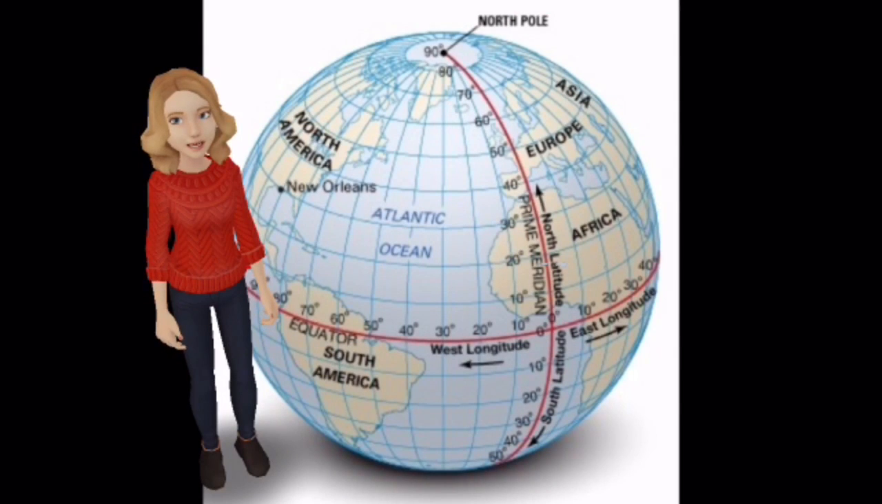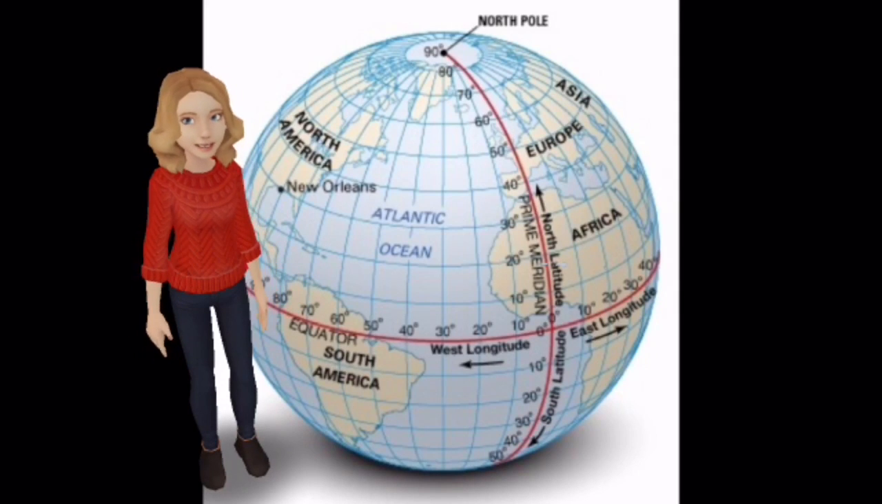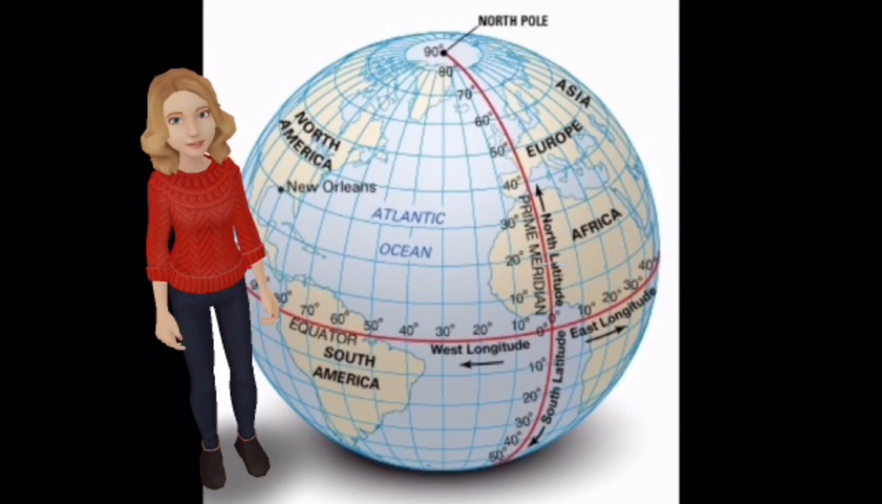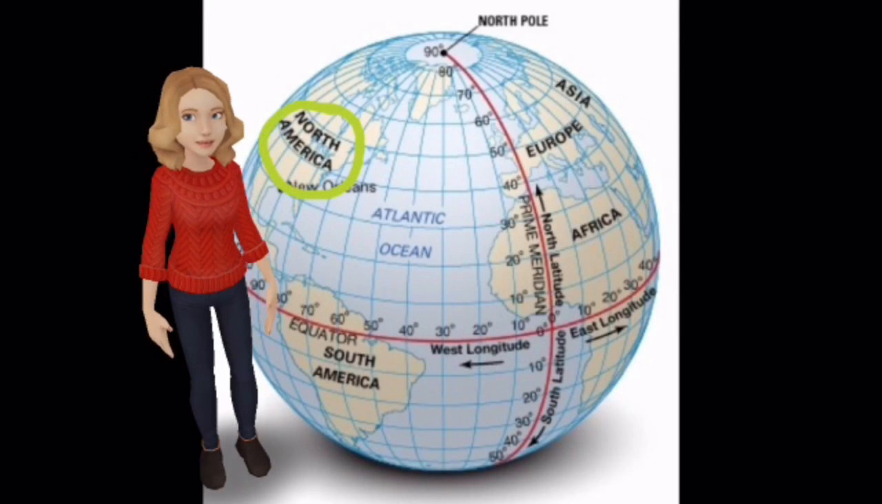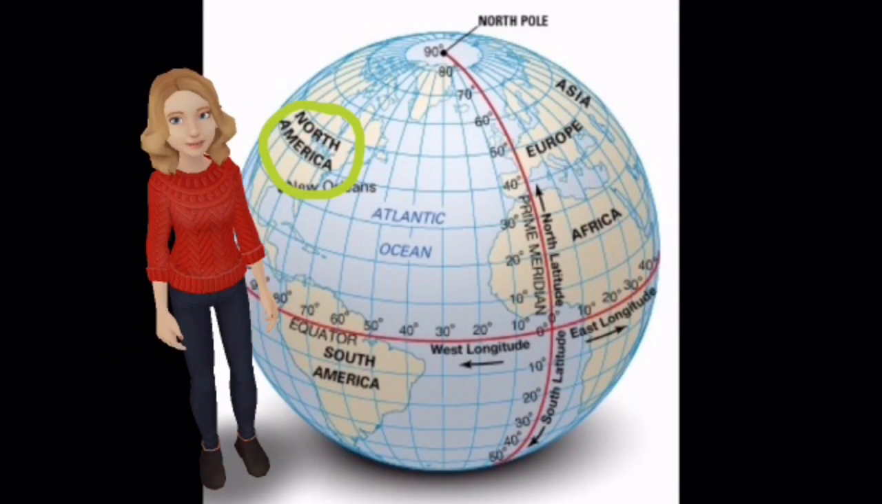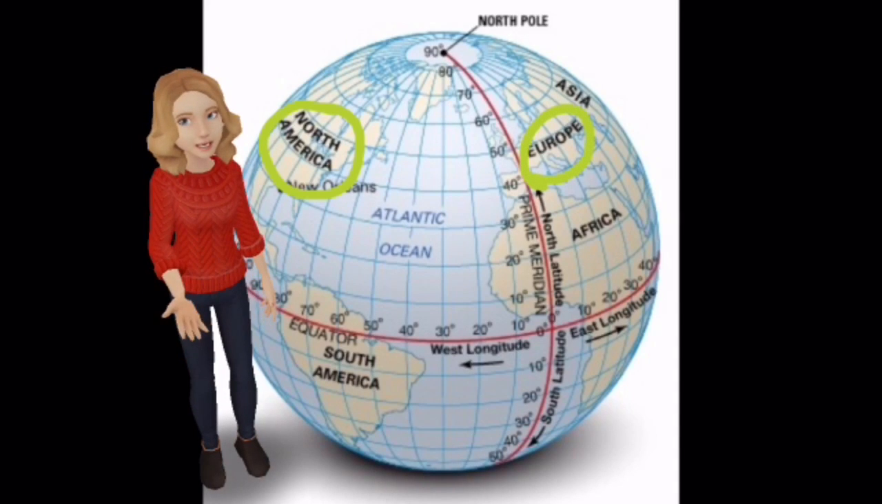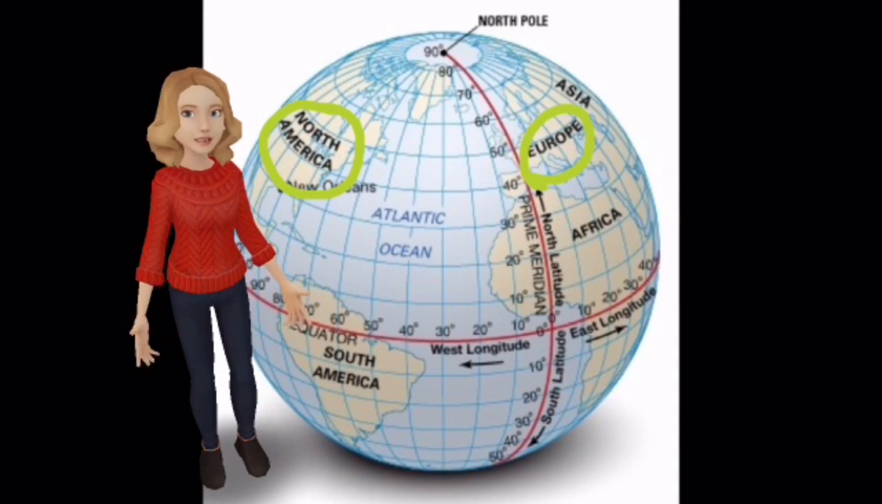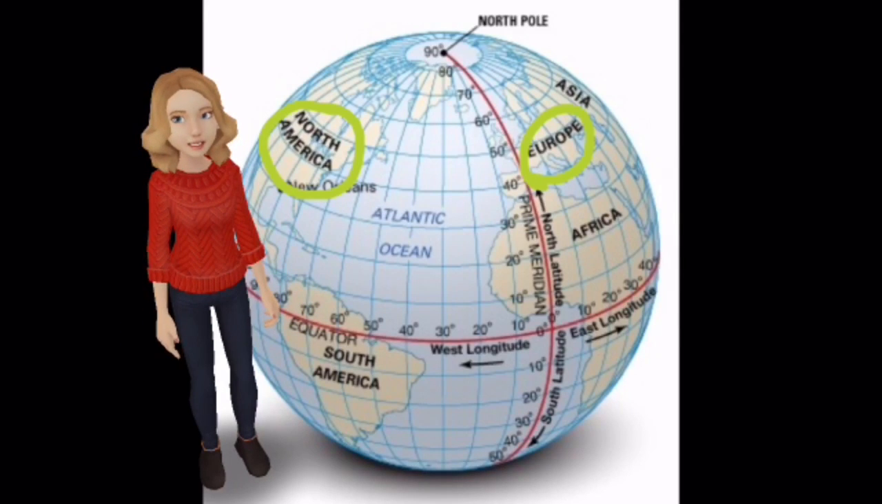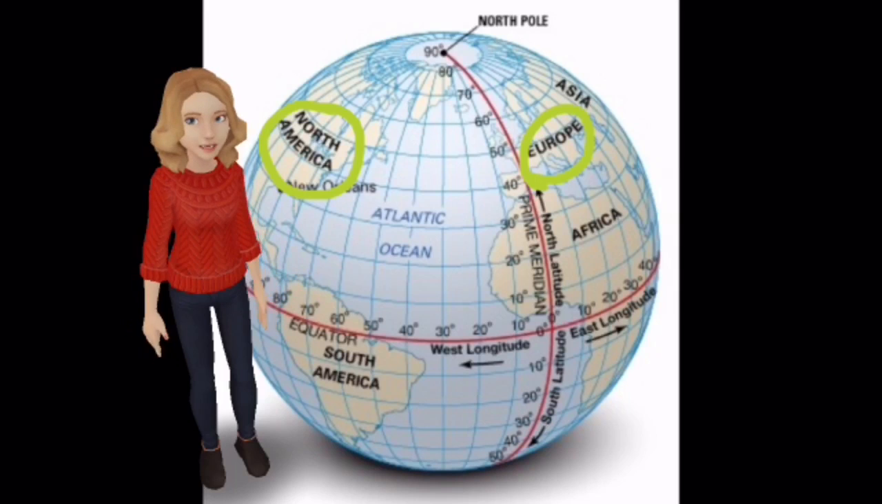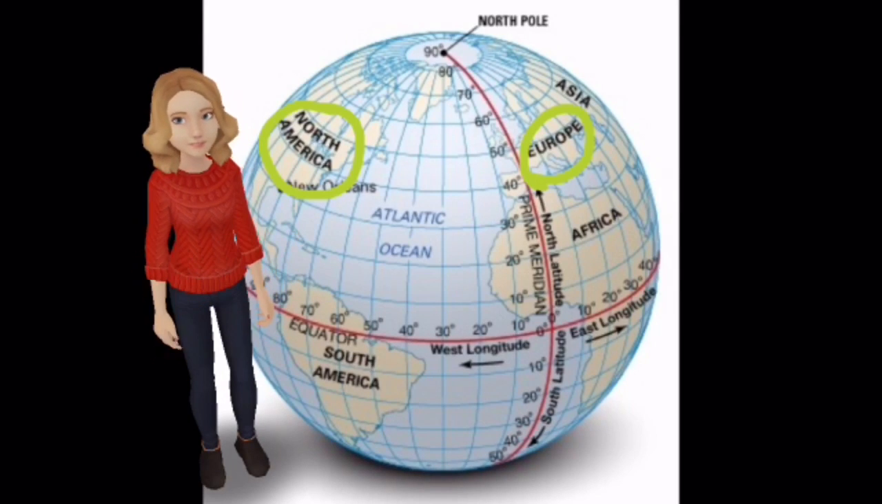Here's the globe again with all of the latitude and longitude lines included. Take a moment to figure out which hemisphere, north or south, each continent is located. North America is in the northern hemisphere because it's north of the equator. It's in the western hemisphere because it's west of the prime meridian. Europe is in the northern hemisphere just like North America because it also is north of the equator. However, Europe is in the eastern hemisphere because it's almost all east of the prime meridian, even though there is a little bit to the west of the prime meridian.